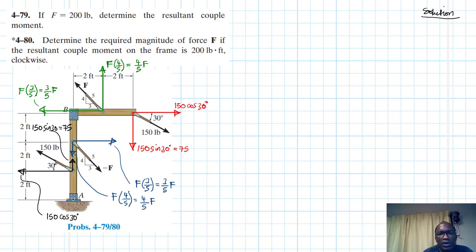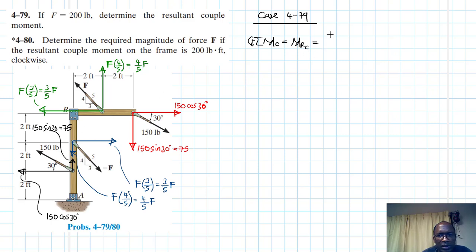For me, I'm going to solve this just by summing up the couple moments. Let me write down 4-79 as my first case. This is my case 1. So I'll say summation of couple moment, anti-clockwise being my reference. This is going to be equal to the resultant couple moment, and therefore let's now work out the couples. We have this couple, we are able to see them, 150 sine 30, and this 150 sine 30 is creating a couple.